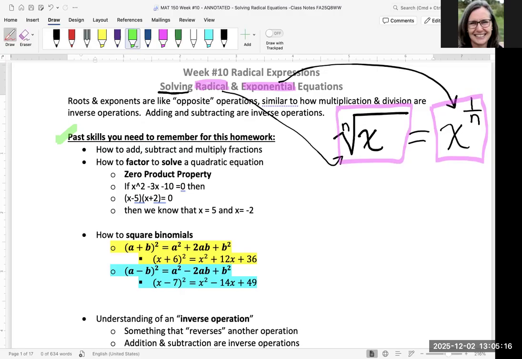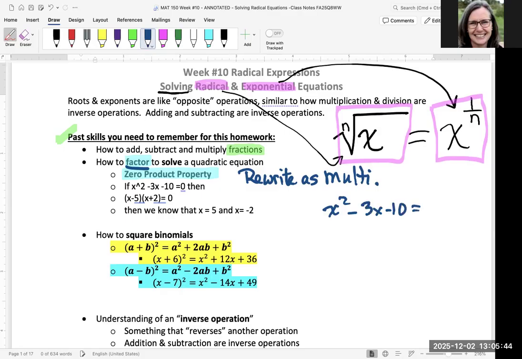Past skills you need to remember: how to add, subtract, and multiply fractions, how to factor to solve a problem. When we factor, we rewrite something as multiplication. That's what the word factor means. If we have x squared minus 3x minus 10 is the same thing as 0, you are the mathematicians now that have the power to rewrite the expression any way you want, so long that it has the same value.